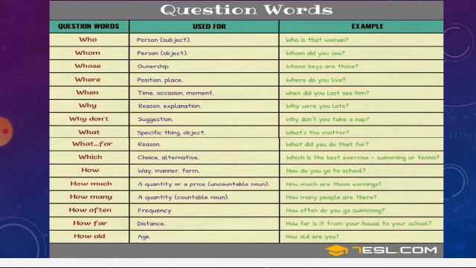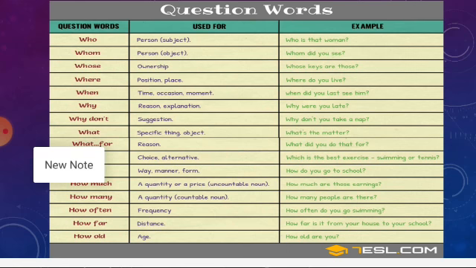Next question word is how. How is asking about manner, asking about condition, quality. How do you go to school? Is an example. How are you doing these days? Manner. How are you?